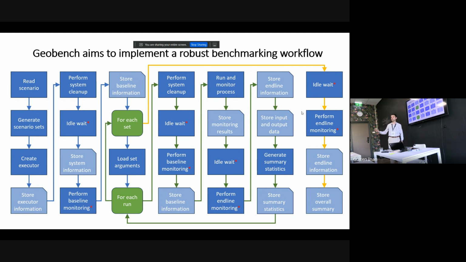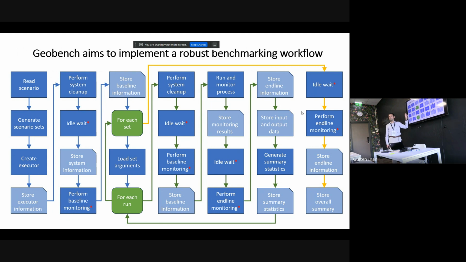Then we perform a system cleanup. So we clean all the caches, make it ready. Then we put an idle wait. So we wait for a certain time, like a few seconds, just to stabilize the system. And then store the system information. So what is the status of the CPUs? What's the memory? What's the frequency that they are running? What's the operating system? So that kind of information is stored at this point. Then we start a baseline monitoring. So for 5 seconds or 10 seconds, we record the system as it is. And during that period, we understand if there is significant background activity that is taking place. So this enables us to understand.